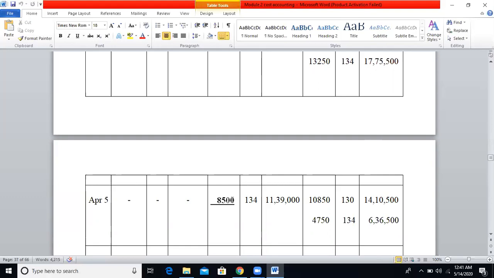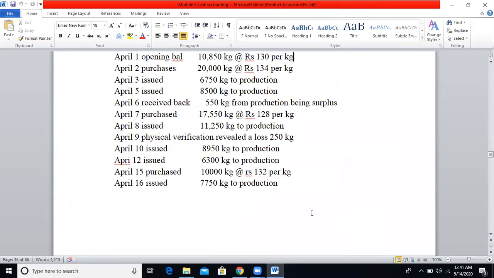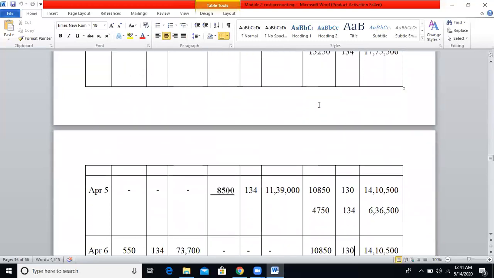13,250. If you deduct 8,500, you will get 4,750 as the remaining balance or remaining quantity. That will be at the rate of 134. The next transaction is April 6th: received back 550 kg from production being surplus. So due to the surplus units, the materials are received back to the stores department. Received back is nothing but returned. Returned goods will be considered as receipts only.